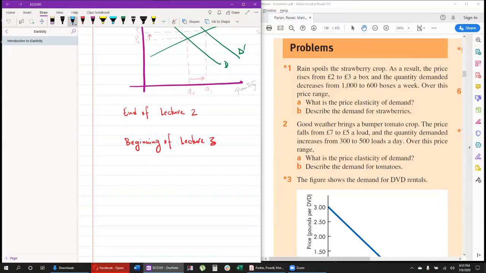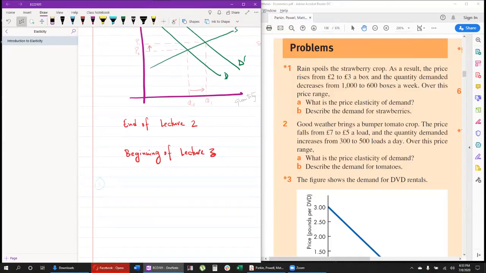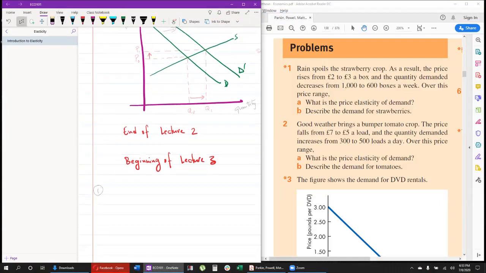So I'll get started with number 1. Okay, I'll just use a different ink. So question number 1: rain spoils the strawberry crop, and as a result price rises from 2 to 3. Okay, so price used to be 2, it's gone up to 3, and quantity demanded has fallen. It used to be 1,000, it has fallen to 600.